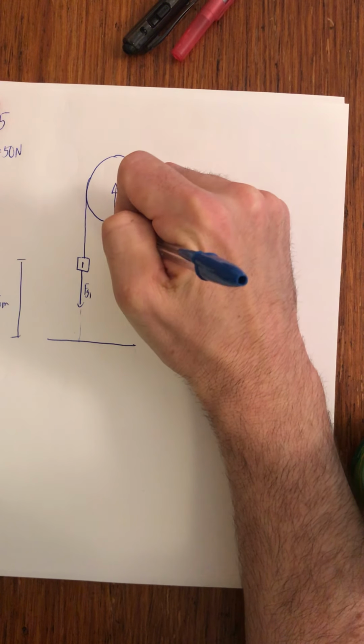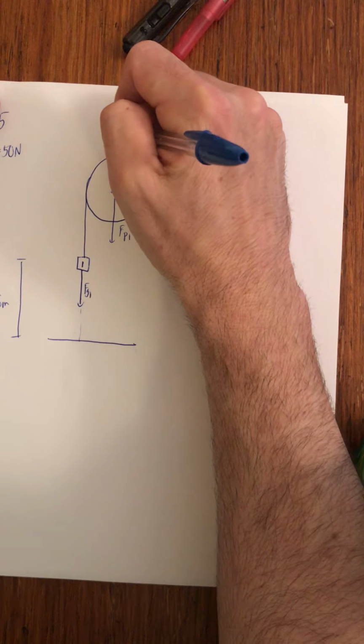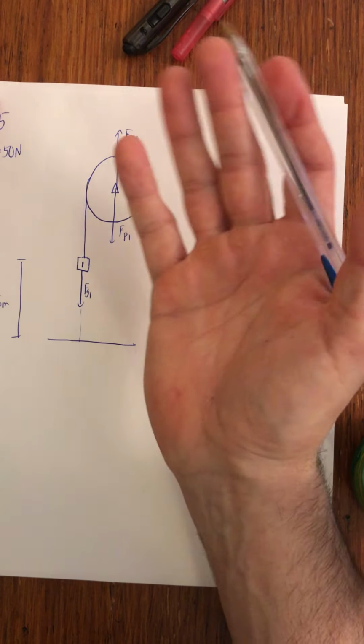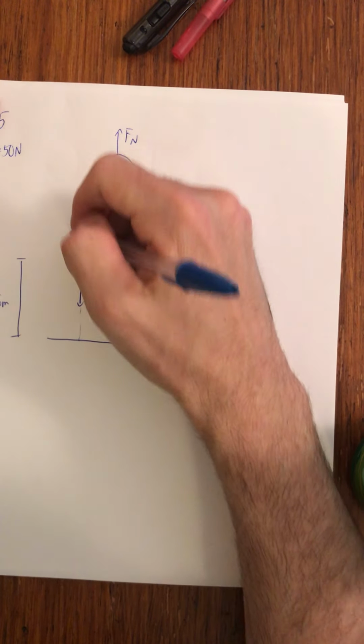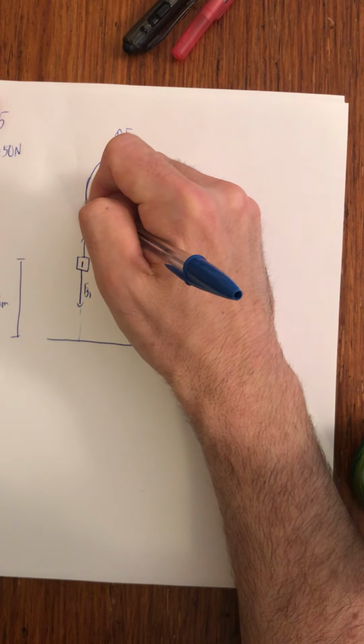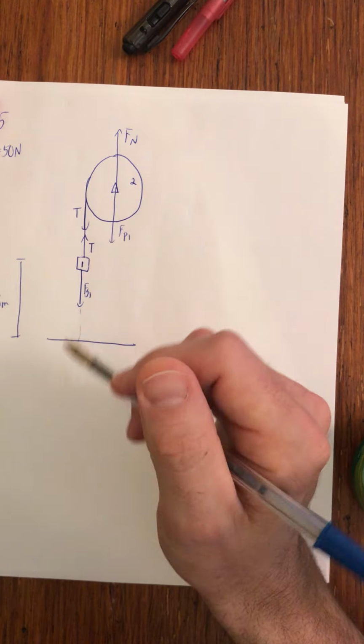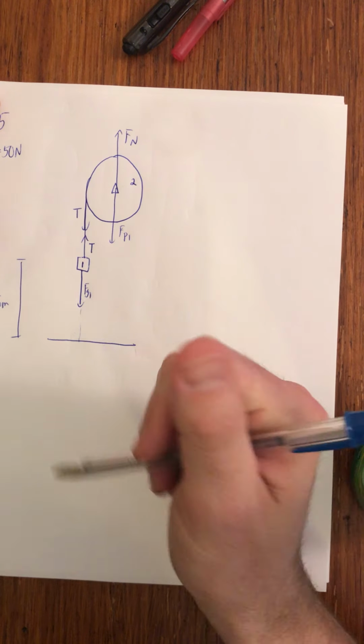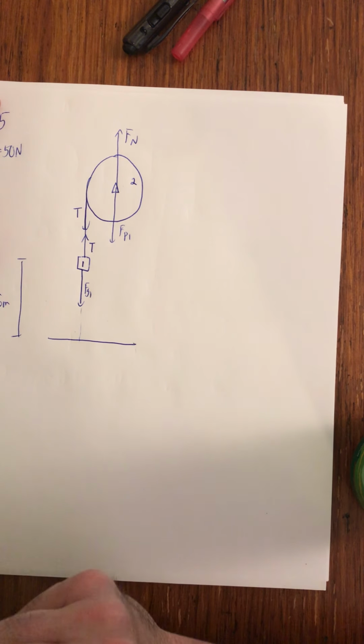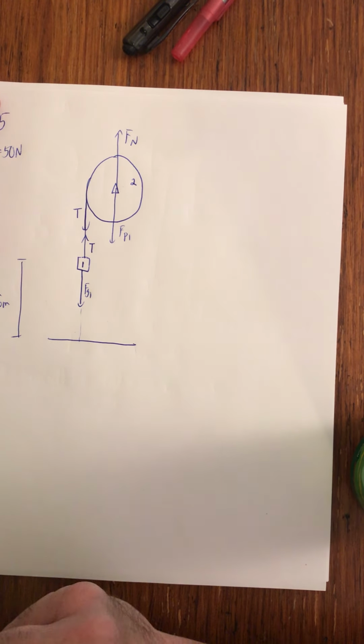I can put in FP1, not that it matters. There must be some sort of normal force here holding it up. There's got to be, otherwise the pulley would fall. I'm just going to call this tension and tension. There's no need to give elaborate names to it because I'm not worried about multiple tensions in this problem. Okay, so that's our setup there.